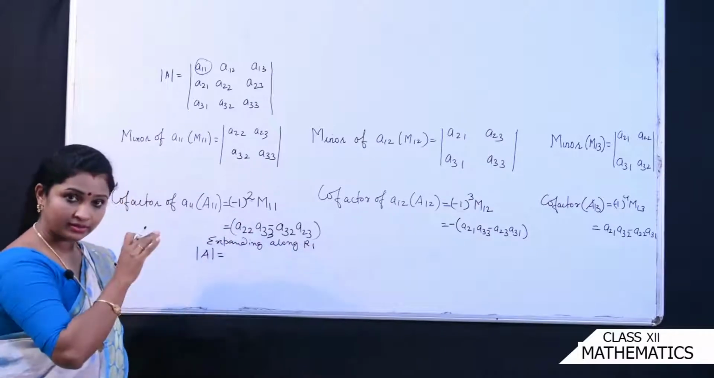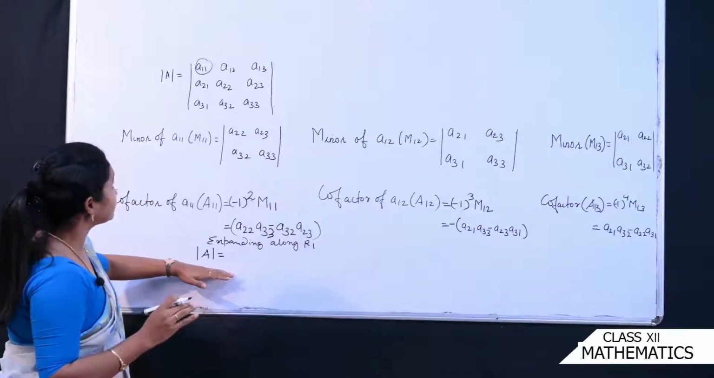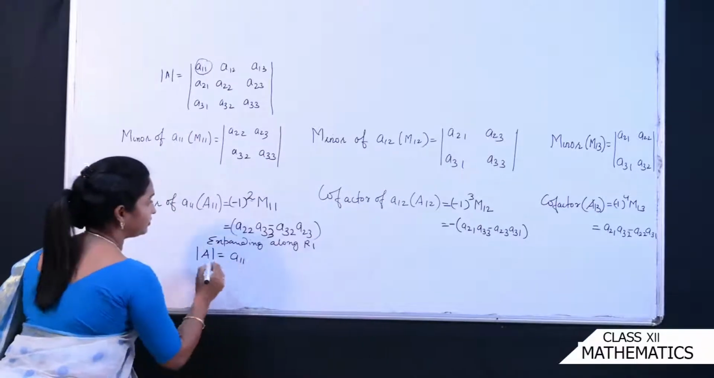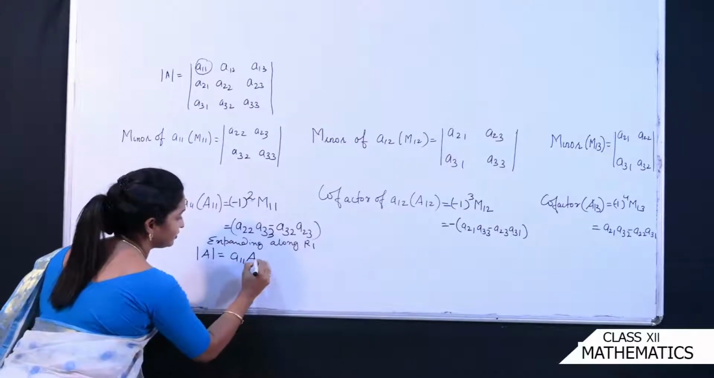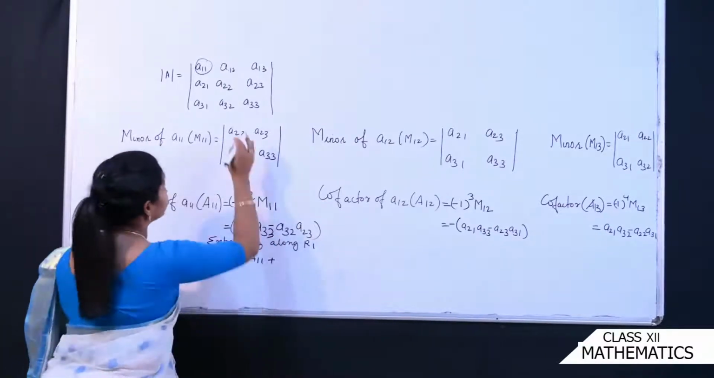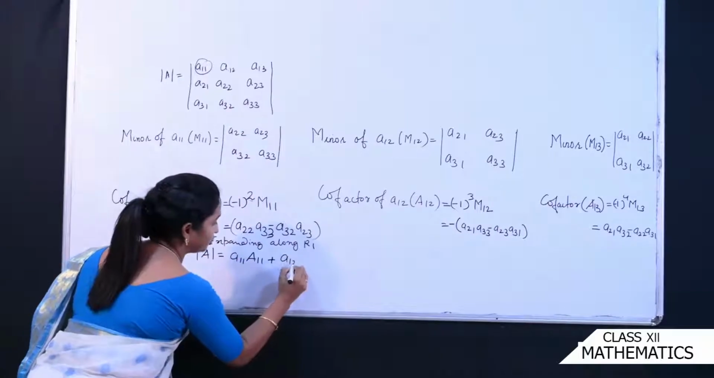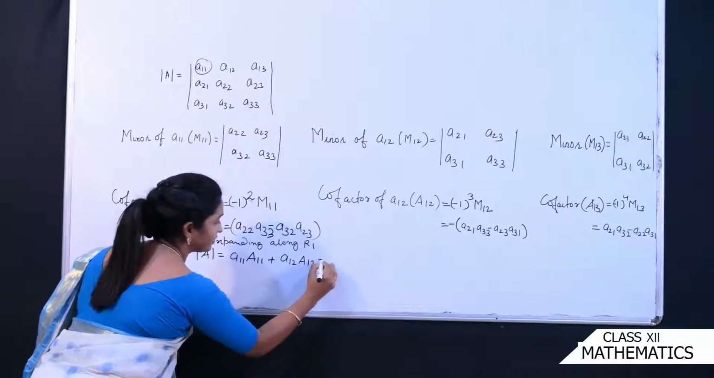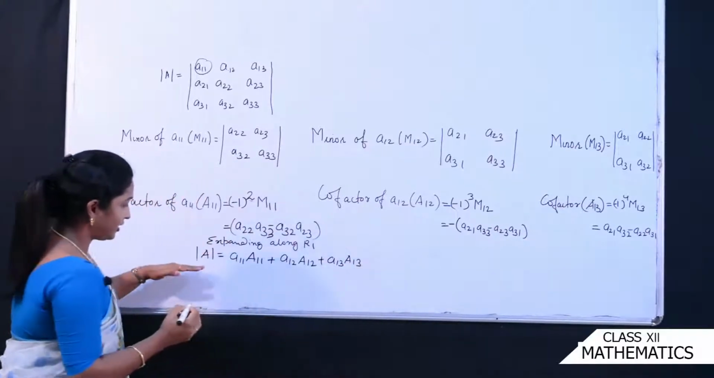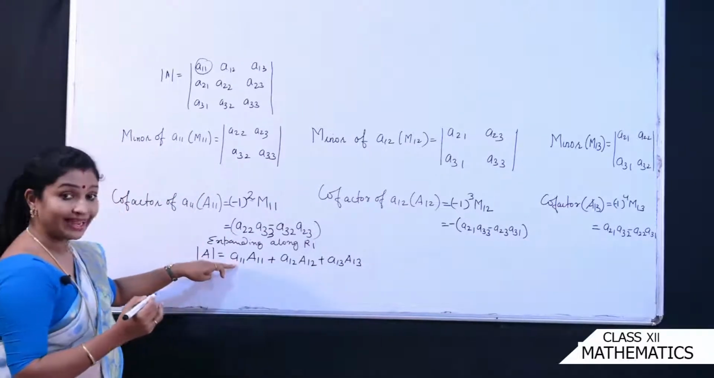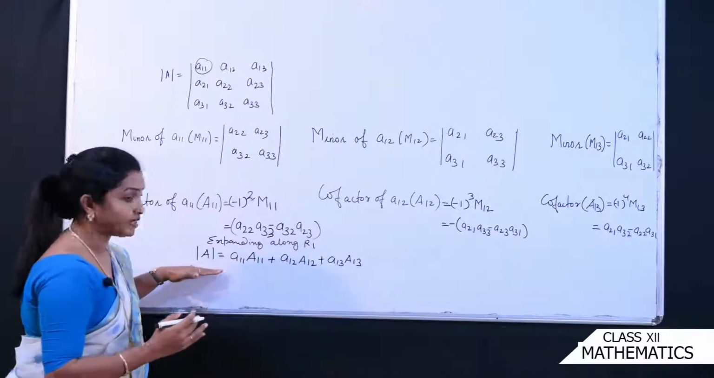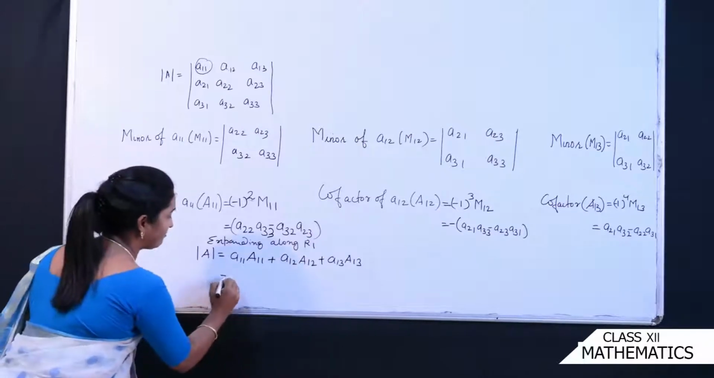ठीक है, रो 1 से मैं expand कर रही हूँ. So when you expand it, look at here, you have to first write A11 into its cofactor. ठीक है, A11 into its cofactor plus second element, A12 into its cofactor plus A13 into its cofactor. ठीक है, when you multiply the element with its cofactor and combine all the three, you'll be getting determinant of A.